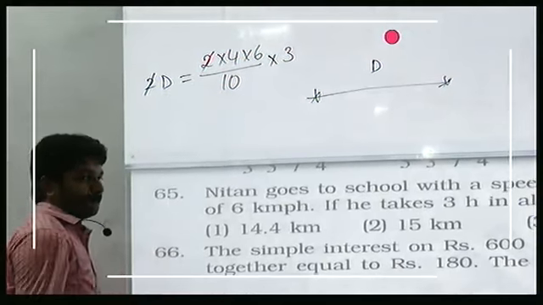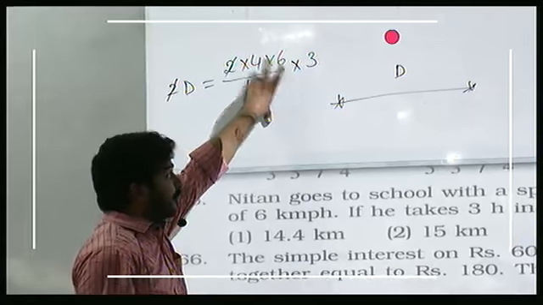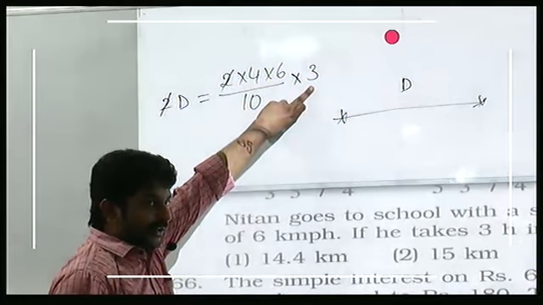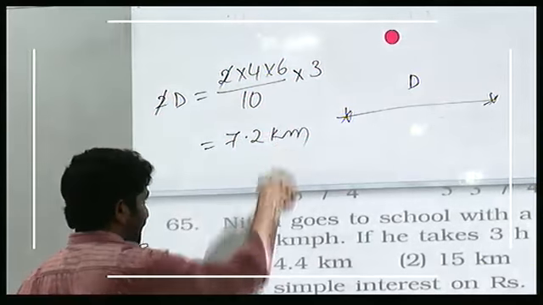d gets cancelled. 6 4s are 24. 24 times 3 is 72 by 10, which is 7.2 kilometers.